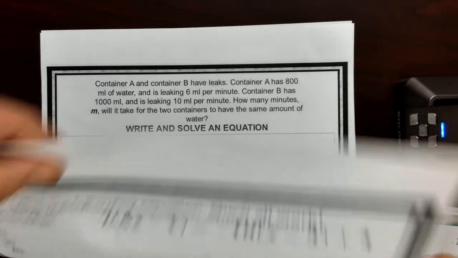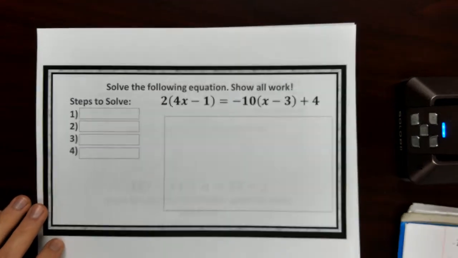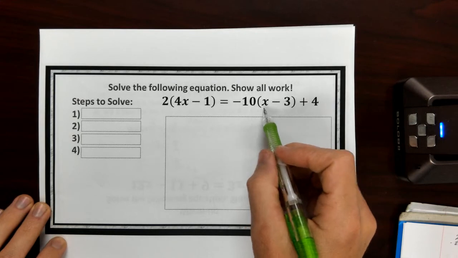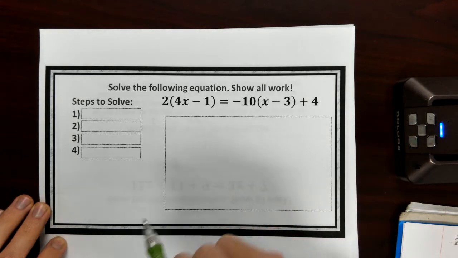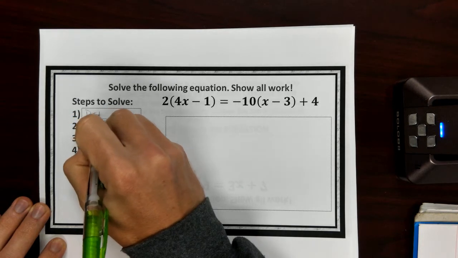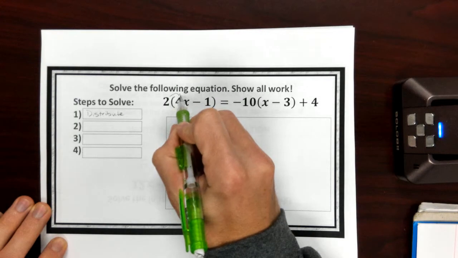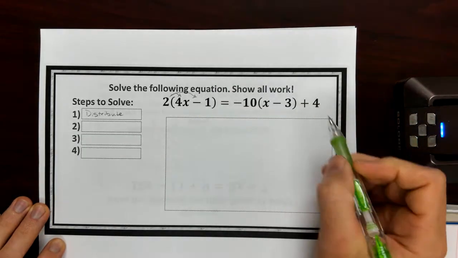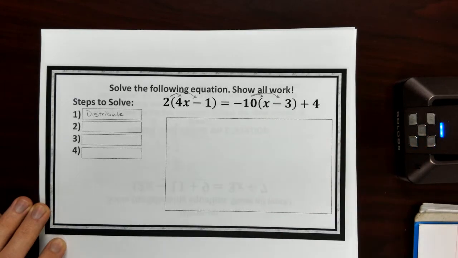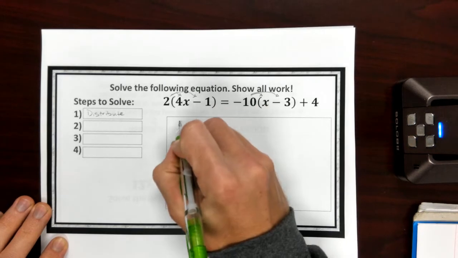Okay, so let's look at some word problems. Let's look at one more. So I've got the following equation: 2 parentheses 4x minus 1 is equal to negative 10 parentheses x minus 3 plus 4. So in this case, my first step to solve would be to distribute, which again is another word for multiply. So you're distributing the 2 to both terms inside of that parentheses, and you're distributing the negative 10 to both terms inside that parentheses. So I've got 2 times 4x, that gives me 8x.